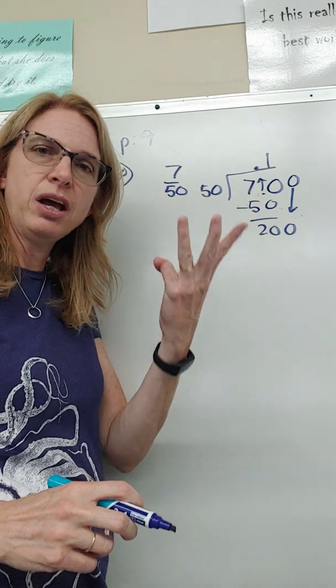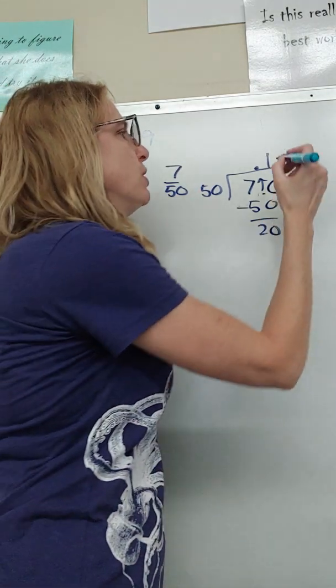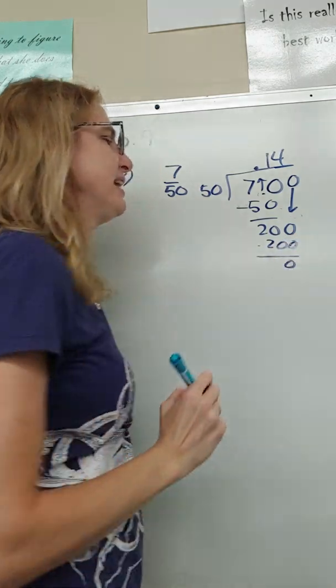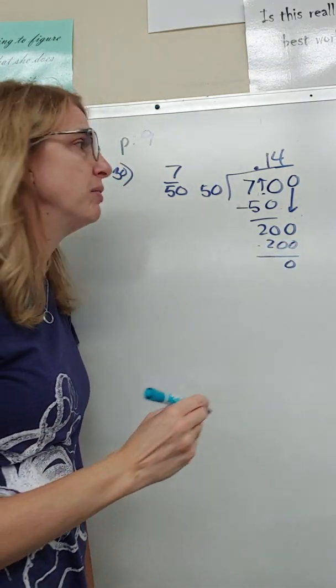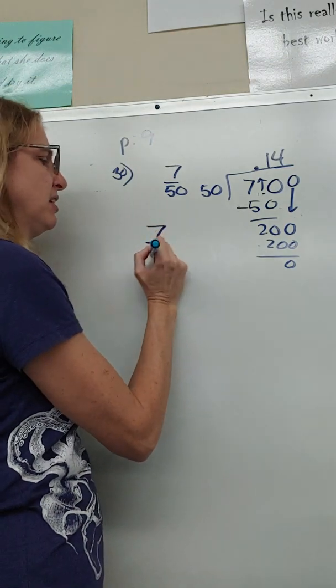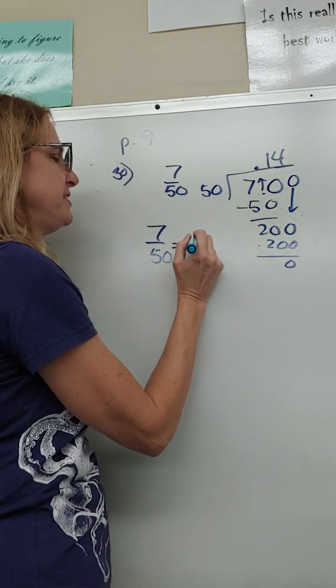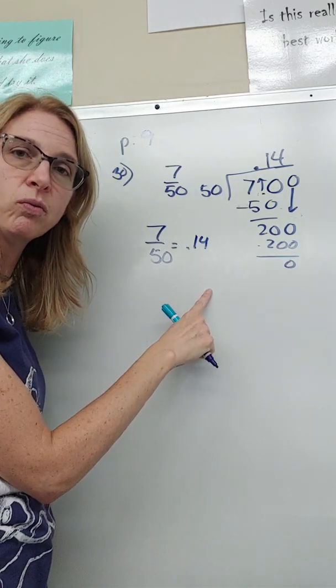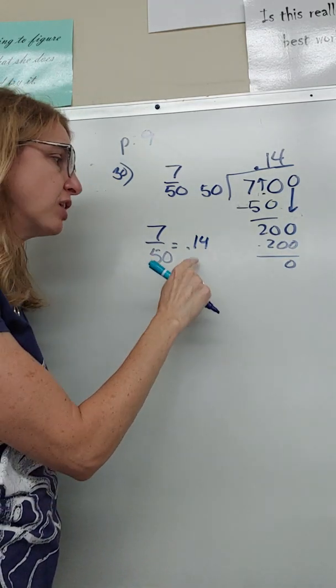50, 100, 150, 200. 50 goes into 200 4 times. So I multiply that and subtract, and now I get a 0. So what that's telling me is that 7/50ths is the same thing as 14/100ths, 0.14, okay? Which is also less than 1.